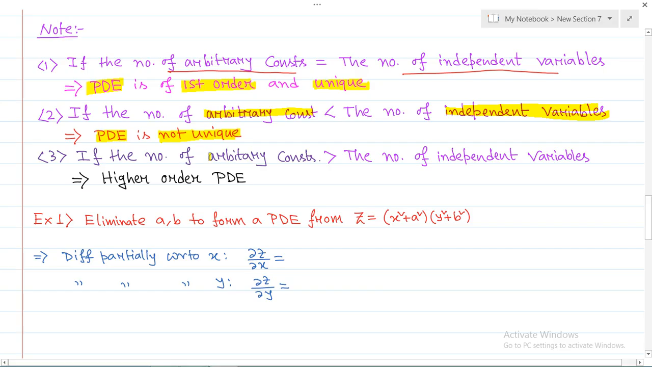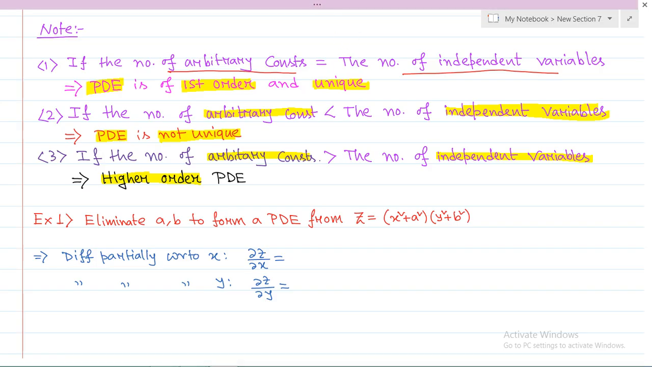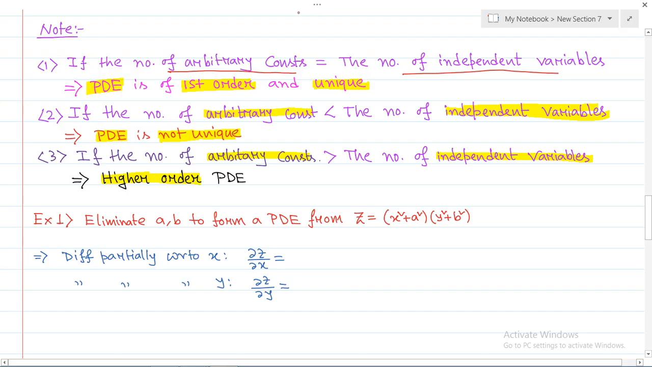Third case, if the number of arbitrary constants is much more than the number of independent variables, that is you have 3 or 4 arbitrary constants but the number of independent variables is only 2, then we have a partial differential equation but not first order, it must be a higher order partial differential equation. So in this topic we are going to explore all these 3 cases one by one. So let us start with the problems.